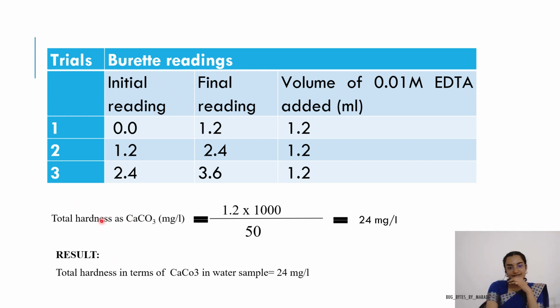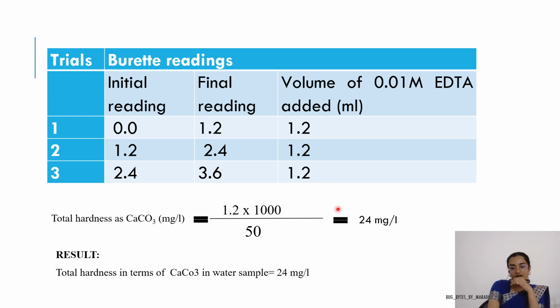So total hardness as calcium carbonate in mg per liter is equal to the volume of EDTA added into 1000, divided by the volume of sample taken. This is just a dummy reading that I have printed over here. Overall volume it has been added, the concurrent reading is important, 1.2. So 1.2 into 1000 divided by 50 is equal to 24 mg per liter.